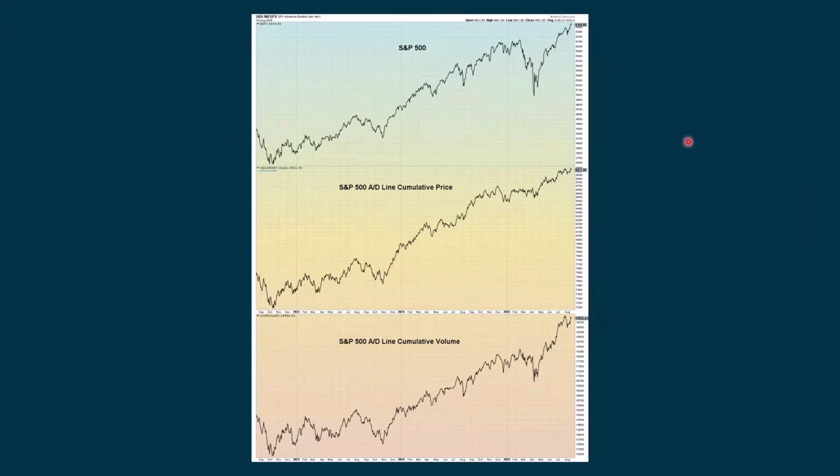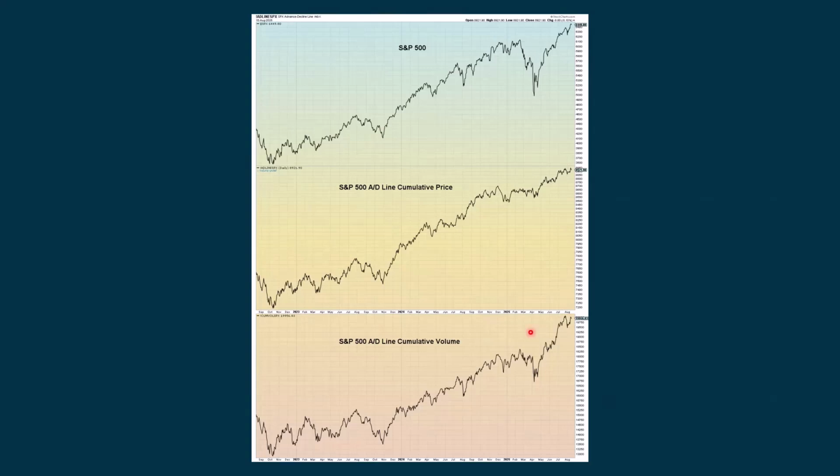Then I haven't been showing the advanced decline line and more deeper studies lately because they're not really telling us all that much. This is the cumulative advanced decline line for the S&P based on price, just coming off of setting a high. Now, a little bit of a negative divergence here is when we look at the cumulative advanced decline line for the S&P based on volume, when we made the new high based on price, we did not make a new high based on volume. Not a huge deal, but something we still want to watch. We want volume and price to confirm each other.